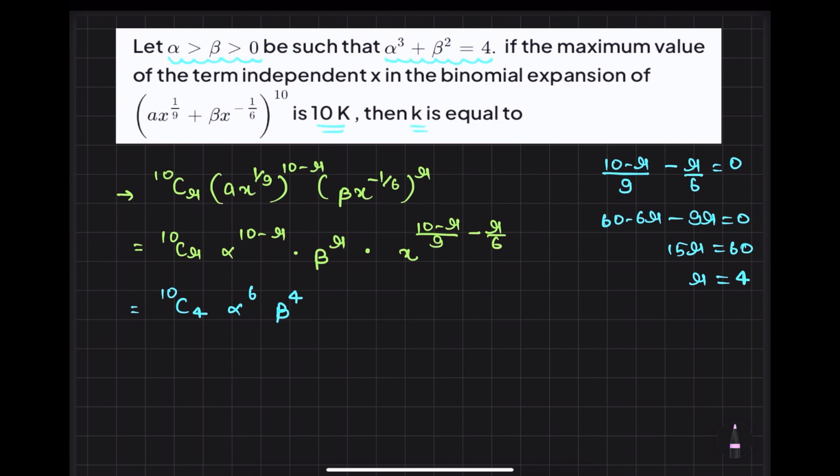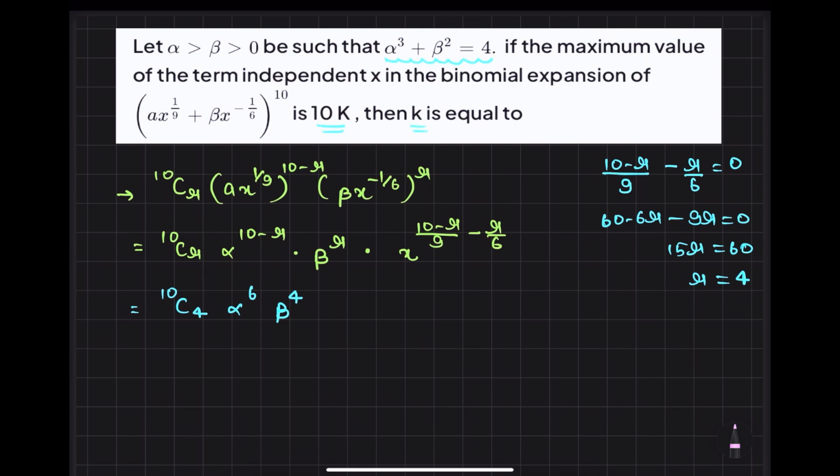Now try to understand why we should think of going for AM-GM. Because of this, look at this, your entities are positive. In the AM-GM-HM method, things should be positive, and here also they are positive.